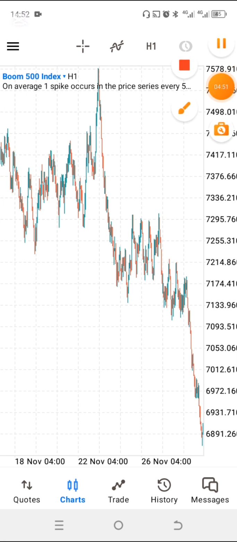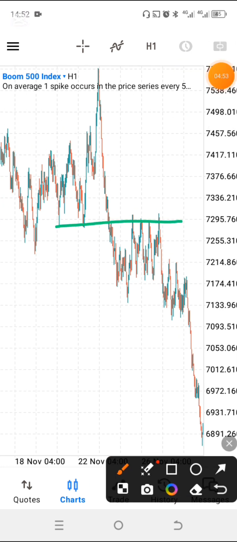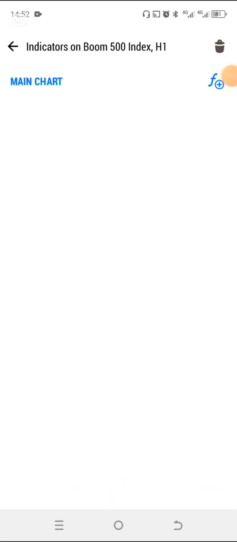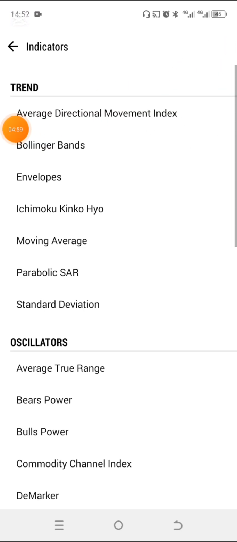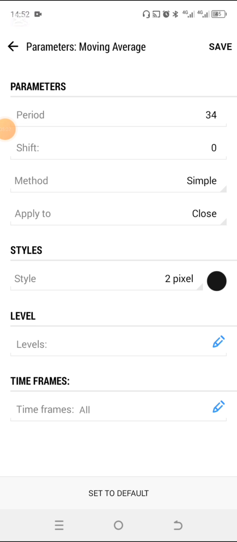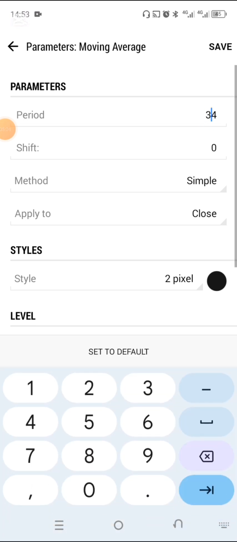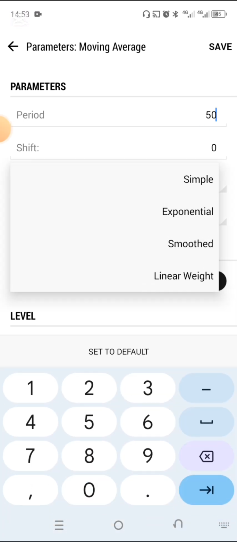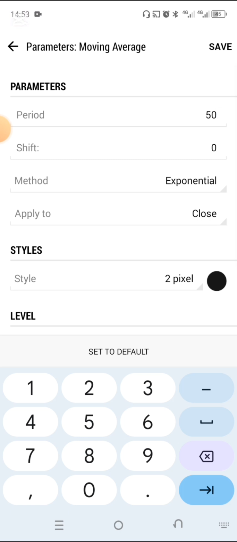The other one I'm going to be using is the 50 moving average, right? The 50 and the 200. So let me just move this over to the side. Moving average, we're going to be using the 50 moving average. Over here I use exponential moving average, applied to close.